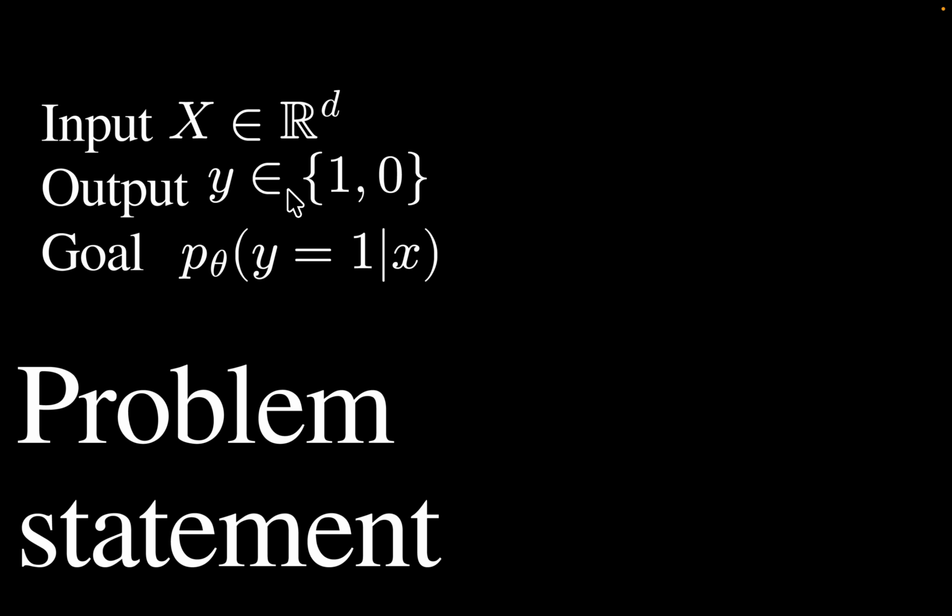Then we have an output. Logistic regression is basically a classification algorithm, so we have to classify every object as either 1 or 0. Our goal is to create a model that estimates the probability of the output being 1, being the first class, given x. I'm sorry, it should have been in uppercase.